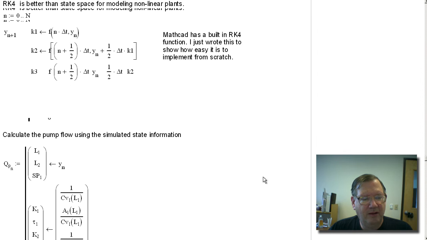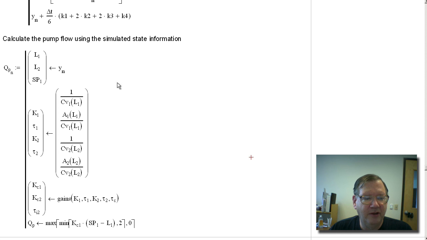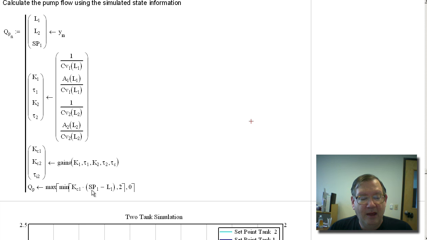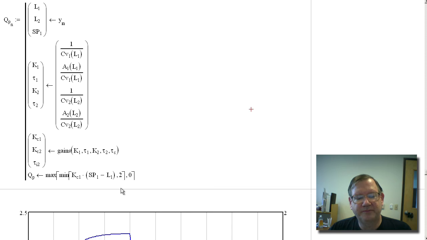So now I have to calculate the pump function, and again I've got the state. In this case, y is not the level; it's the state. So I got the level for tank 1, the level for tank 2, and the set point for tank 1. And again, I update my controller gains. I update my open loop gains. I update my controller gains, and then I figure out the pump flow, which is just the controller gain for tank 1 times the error, and again I limit it to 2 gallons per minute.